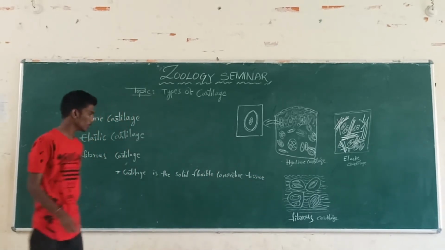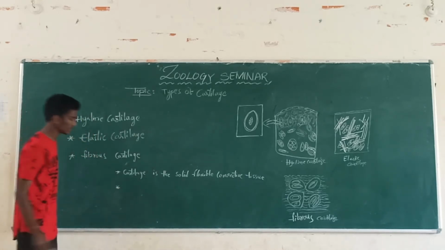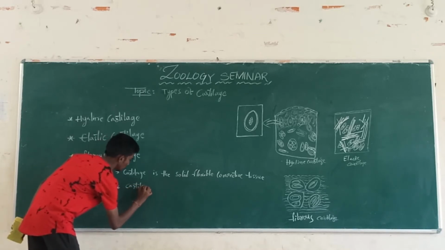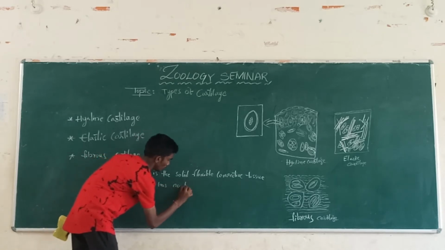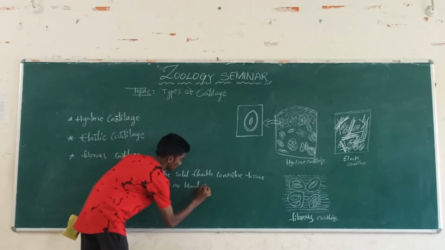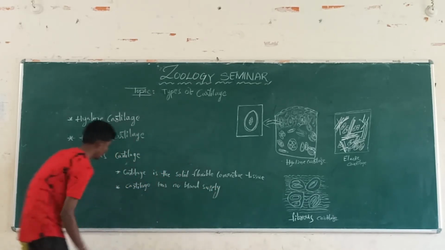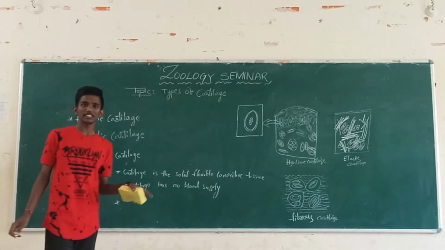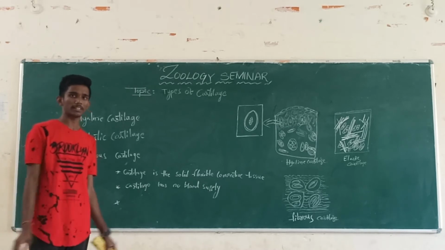The second point is that cartilage has no blood supply. And the third point is the growth and degeneration of cartilages takes place by the activity of perichondrial cells.